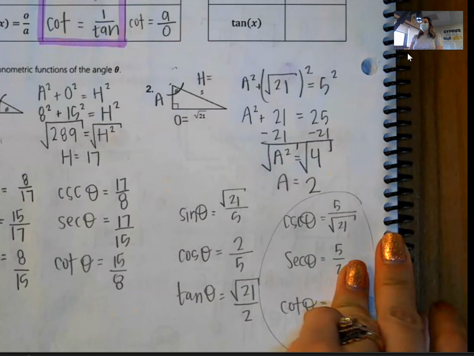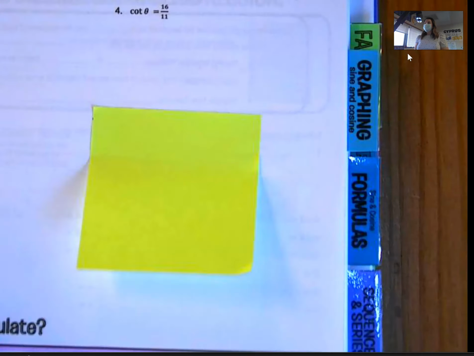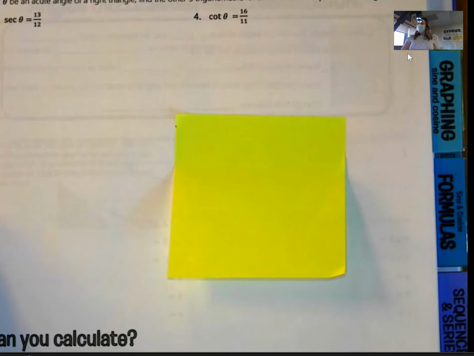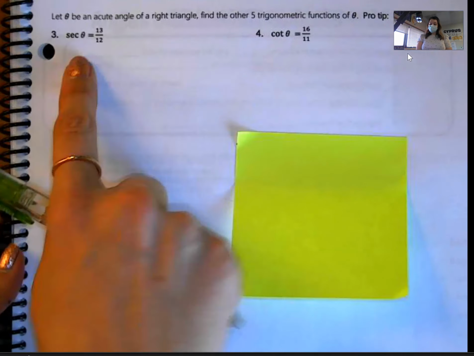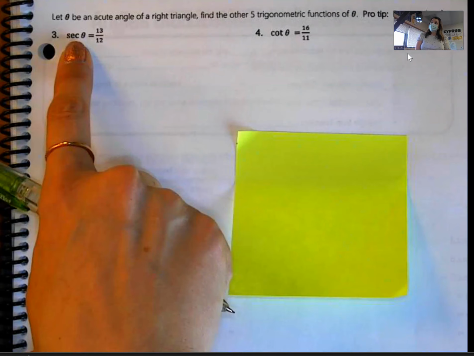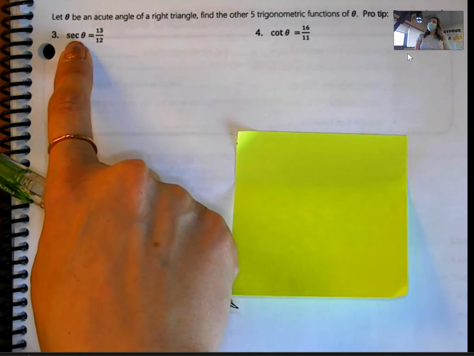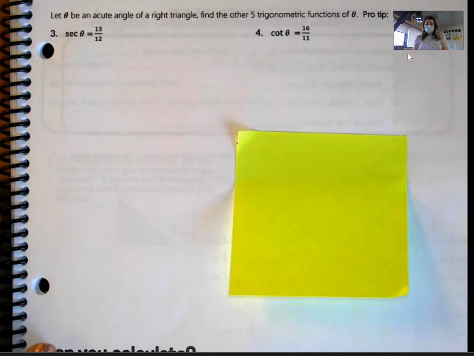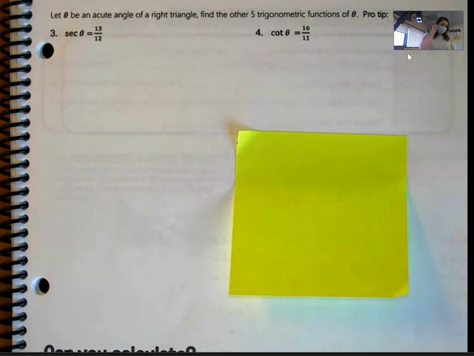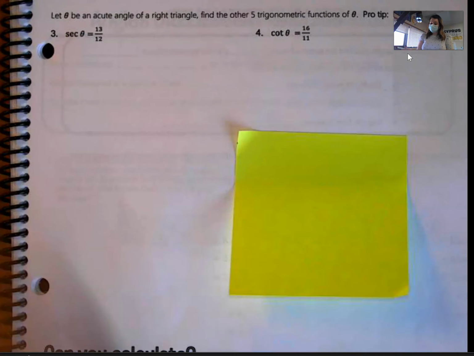Okay, last part. There's really not much that's new on the last set of problems, but it's why I brought you that Post-it note. So this time, what is happening is they actually give us one of the reciprocals. And we need to find the other 5 trigonometric ratios. So they give us one reciprocal.